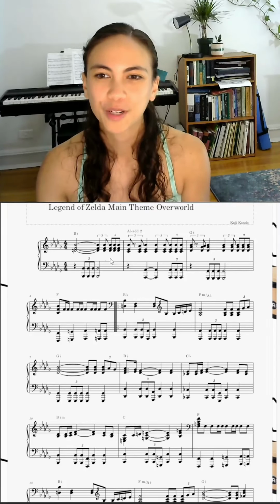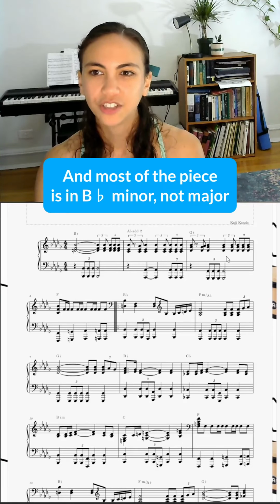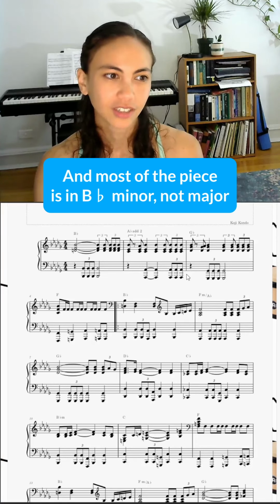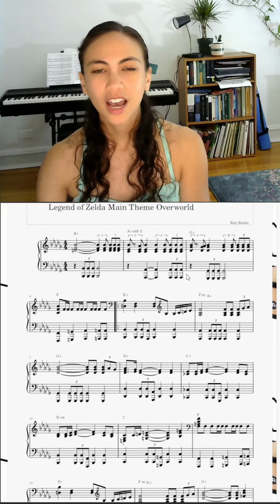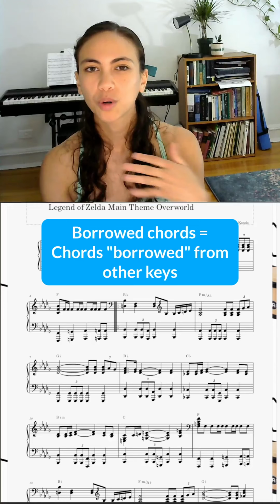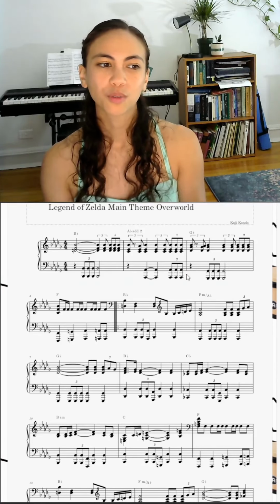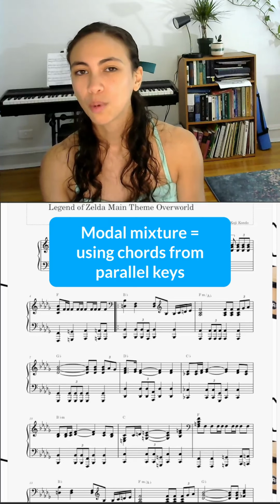No, I did this on purpose because the next chords are A flat and G flat, which actually don't come from the key of B flat major. These are from the key of B flat minor, and we call them borrowed chords because we're borrowing these chords from another key. And this specific use of borrowed chords is a great example of what we call modal mixture.